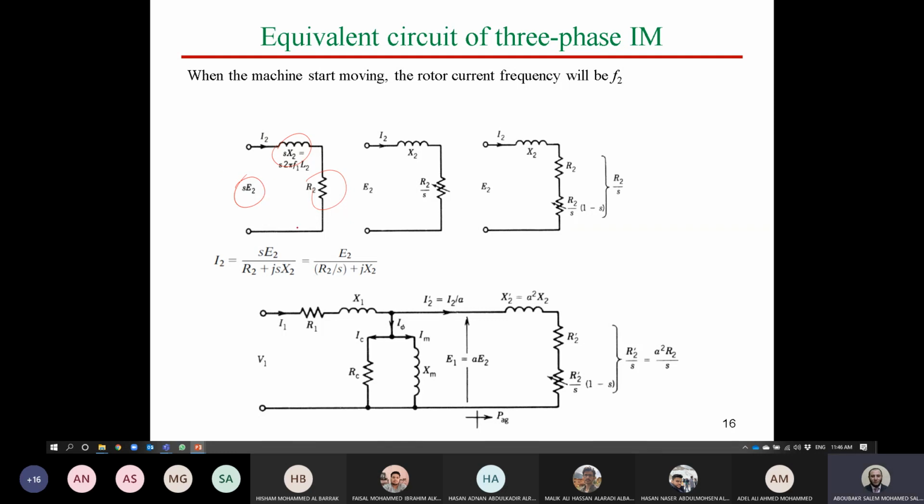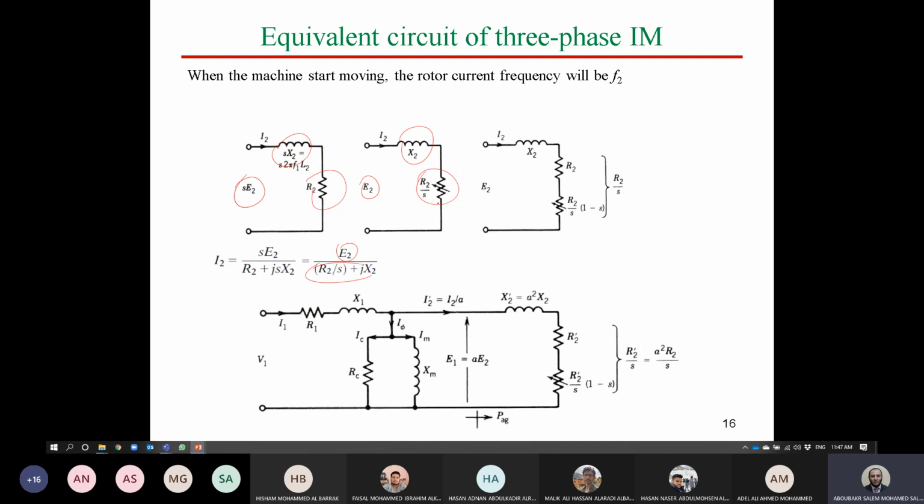Now, if you would like to calculate the current here, I will be equal to the voltage over impedance. So it's SE2 over R2 plus jSX2. If you divide by S in numerator and denominator, you will find the result is E2 over R2 over S plus jX2, which can be represented as a voltage source and impedance with this value. jX2 is a coil that has reactance X2, and R2 over S is variable, so we have a variable resistance of R2 over S. So this now represents the equivalent circuit of the rotor part.